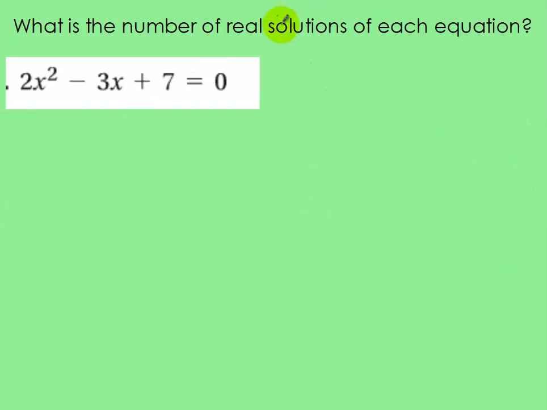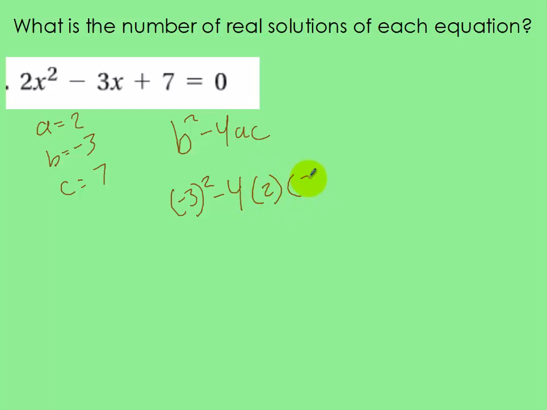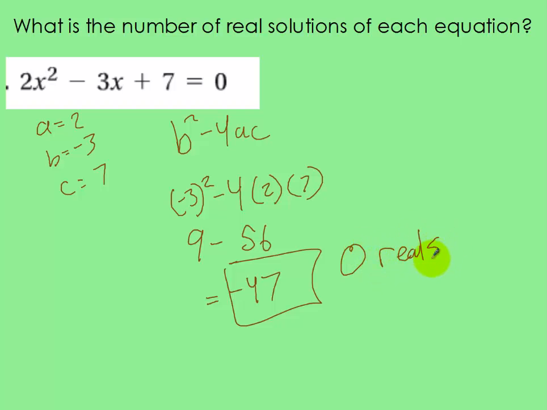So for example, I want to find the number of real solutions for this. I use my discriminant. My a is 2, my b is negative 3, and c is 7. So discriminant is b squared minus 4ac. So it'll be negative 3 squared minus 4 times 2 times 7, which is 9 minus 4 times 2 is 8 times 7 is 56, which is going to equal negative 47. That is the discriminant. Since it's negative, we say 0 real solutions.